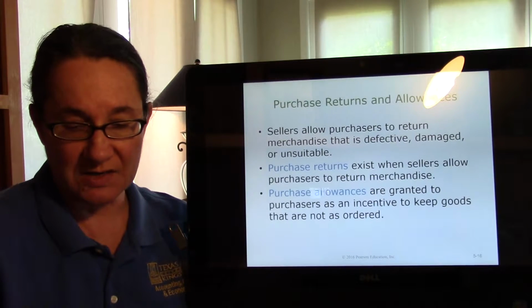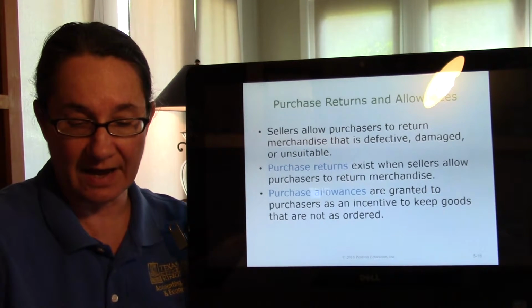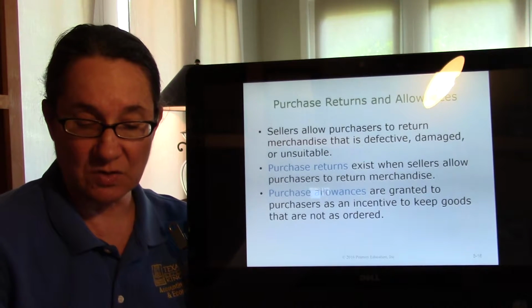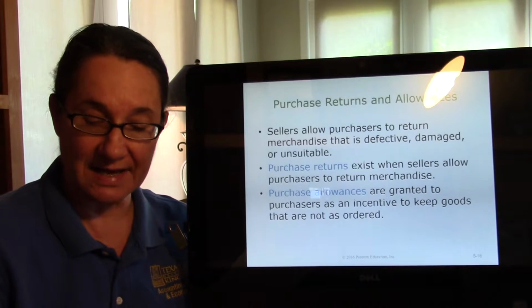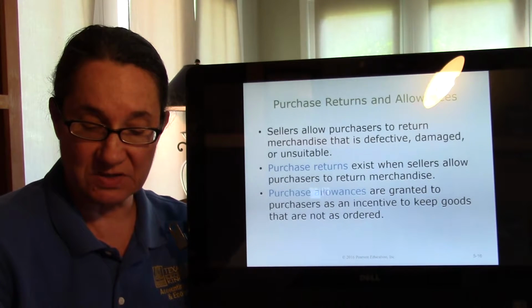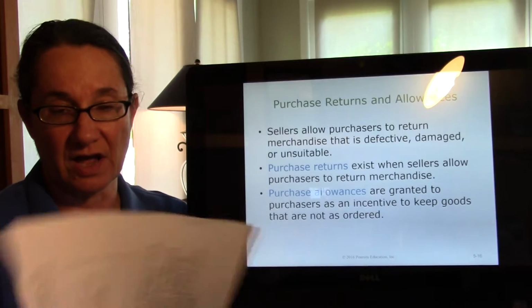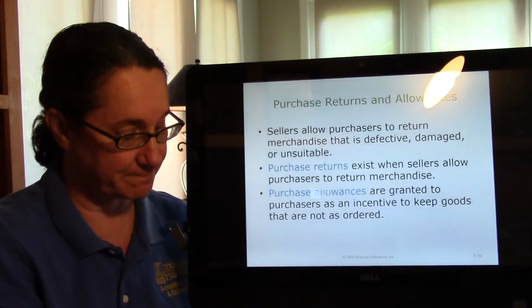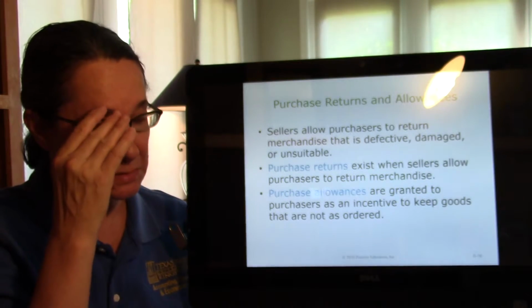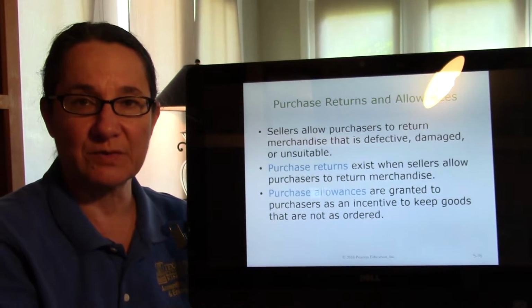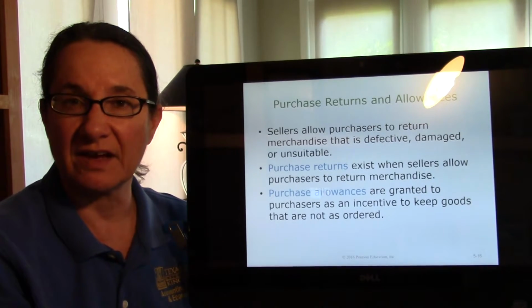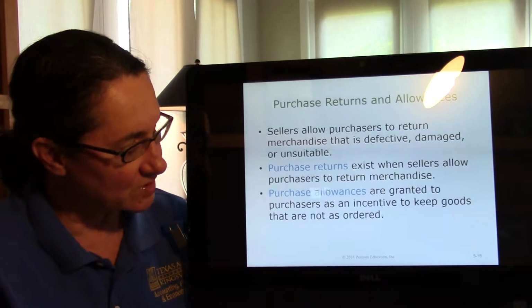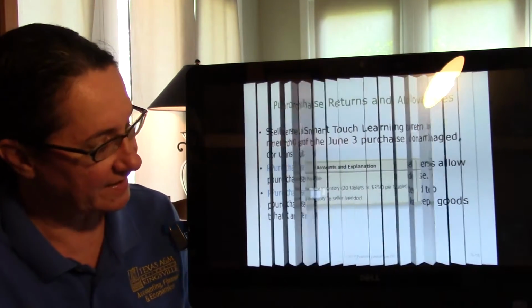Purchase returns are a situation in which sellers allow purchasers to return merchandise that is defective, damaged, or otherwise unsuitable. A purchase allowance is an amount granted to the purchaser as an incentive to keep goods that are not as ordered. All right? So purchase returns means you return it. Purchase allowance means, all right, you know what, don't even bother to ship those back, just keep them and we'll offer you a discount off of that, an allowance. We'll knock that off your bill. So a purchase return or a purchase allowance could happen, and they do certainly happen.